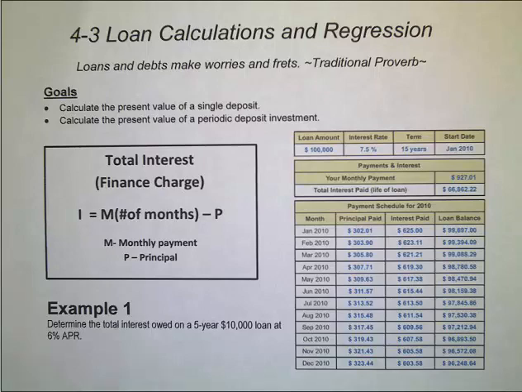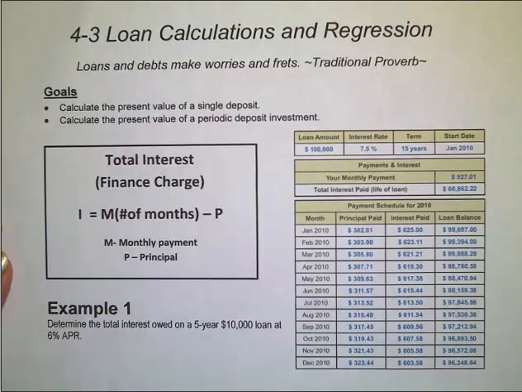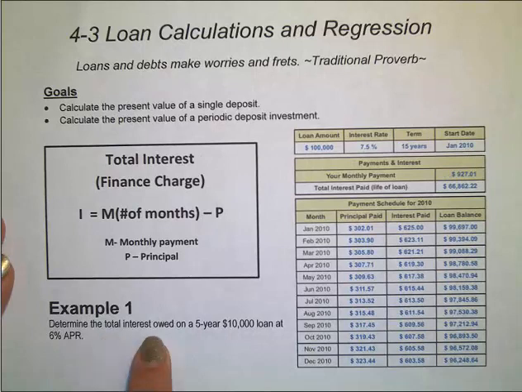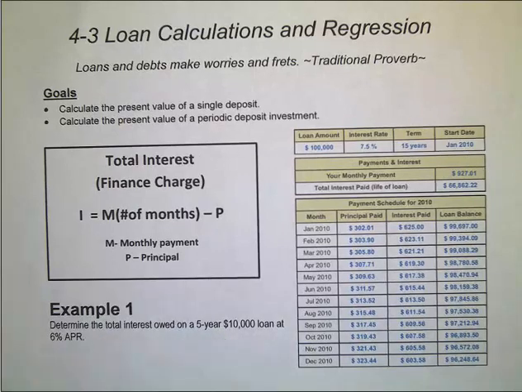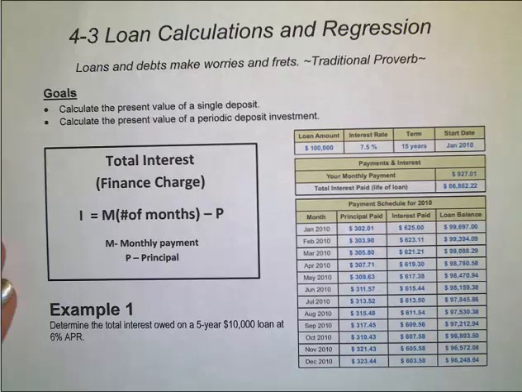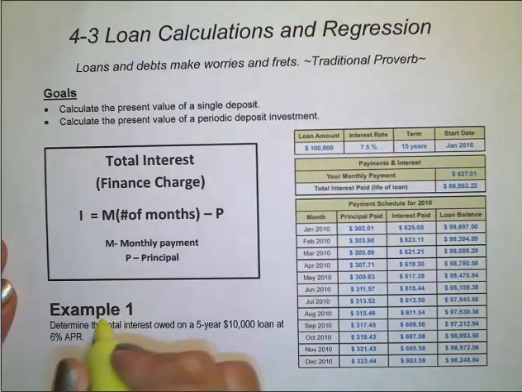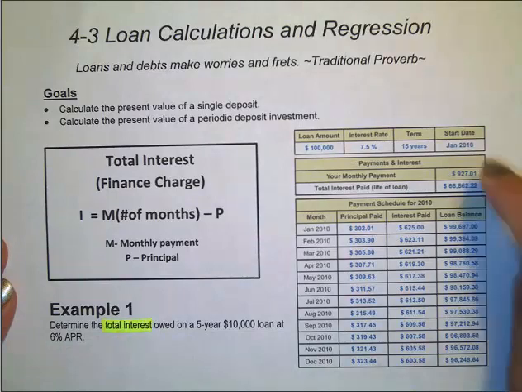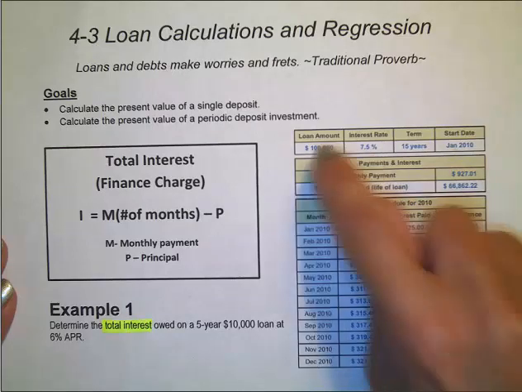All right, so example 1. We've got our box at the top with a formula in it. Determine the total interest owed on a 5-year $10,000 loan at 6%. So we're going to take yesterday's notes and use that formula to find out what our monthly payment is. But what they're asking for is the total interest. So what I need to find out is how much I paid per month, so then I can find out how much I paid total and then subtract the loan amount.